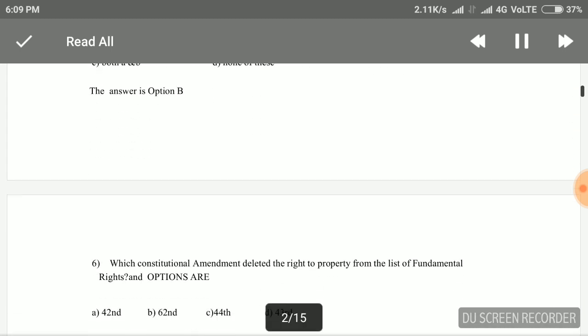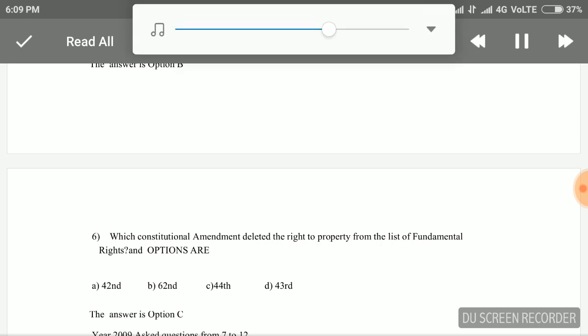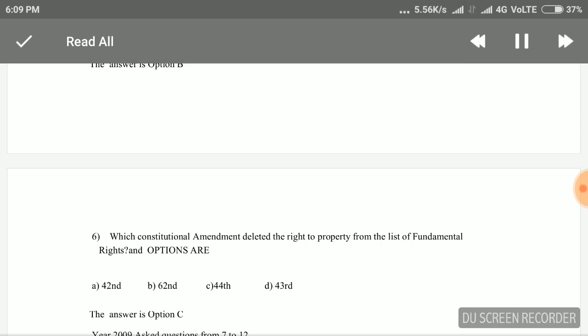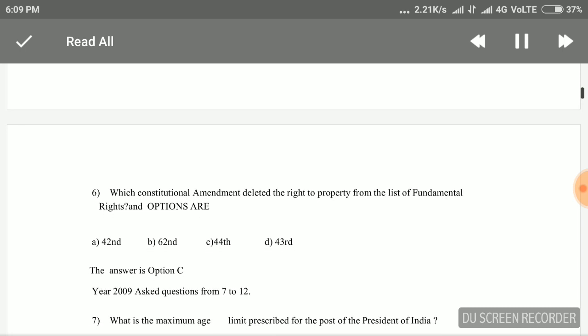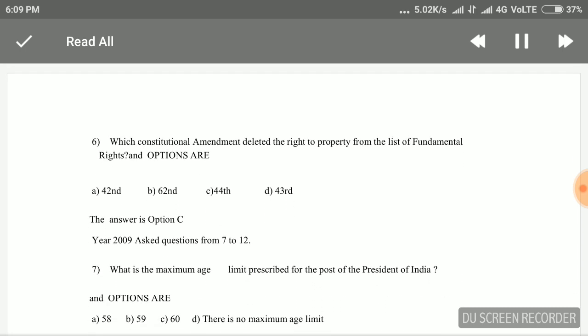6. Which constitutional amendment deleted the right to property from the list of fundamental rights? And options are A. 42nd, B. 62nd, C. 44th, D. 43rd. The answer is option C. In year 2009, questions 7 to 12 were asked.